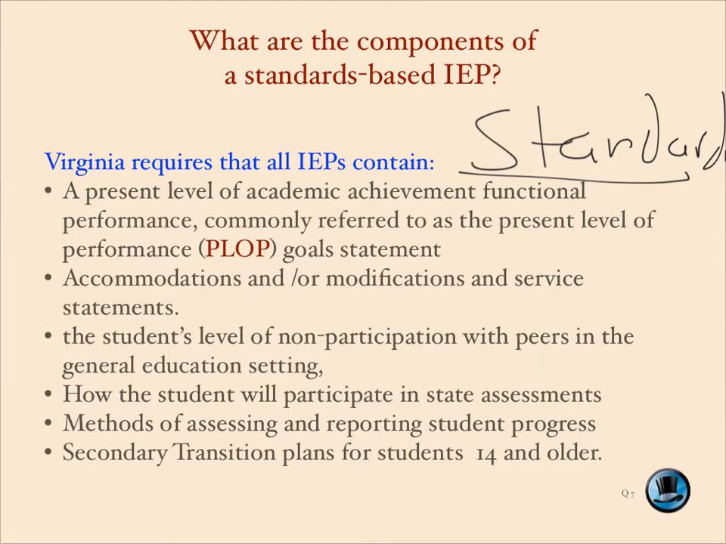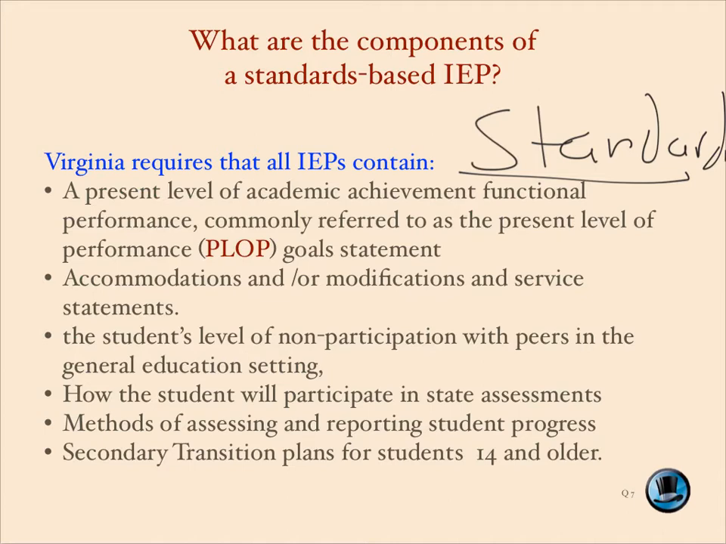The student's level of non-participation with peers in the general education setting. If that child's not going to be in the general ed classroom, we need to identify why. And we need to be able to document it. It can't just be based upon your opinion. We have to document that and show that if we're going to remove this child, there's a real reason for that. Either it's not their LRE, or we've got to be able to do something that we can't do in the general ed classroom. It can't just be because it's convenient, or the teacher's not very receptive to it. That's a violation of the child's FAPE.